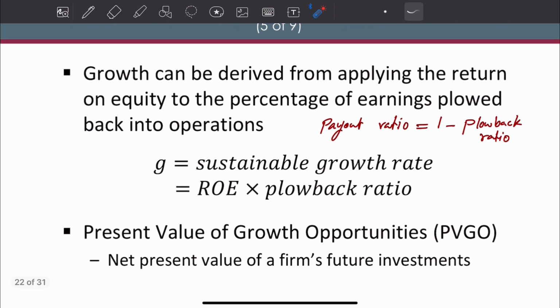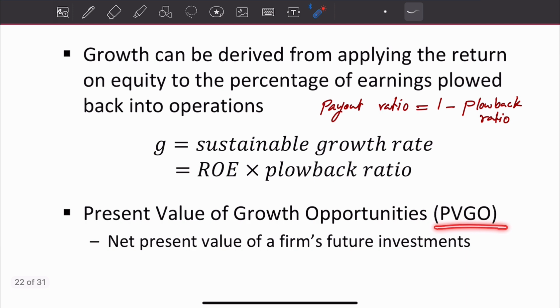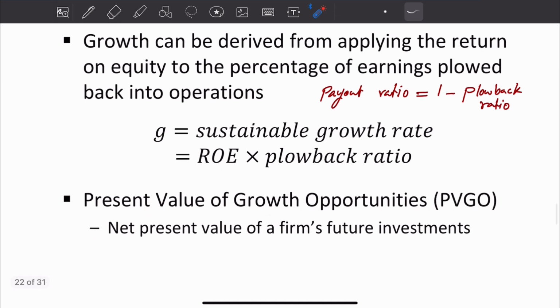Present value of growth opportunities, PVGO, is calculated by the net present value of a firm's future investments. Okay, we're going to see how that plays out shortly, but this is also another important metric that you can calculate as well. You might be asked. I did not see any questions in your exercises that cover this specific bit, but it's easy to calculate. Okay.